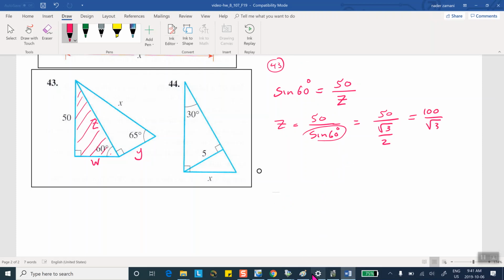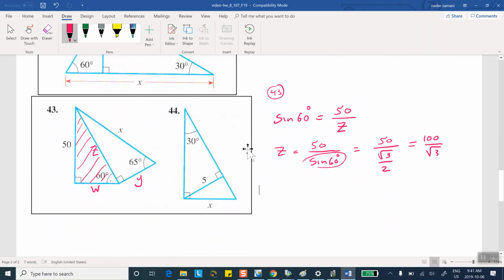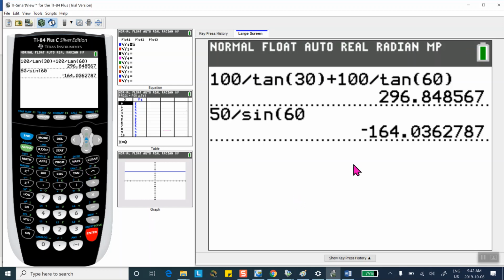But as I said, if you don't feel comfortable, and if it says actually find it to one decimal point, it looks like this is a continuation of these problems. So it's expecting us to actually go ahead and calculate this. So let me go ahead and do that. Because it's a continuation of the other problem. It says find it to one decimal point. So 50 divided by sine of 60 degrees, and my calculator mode is still on.